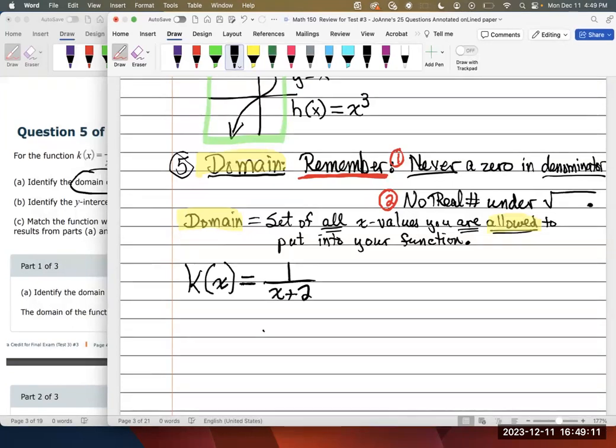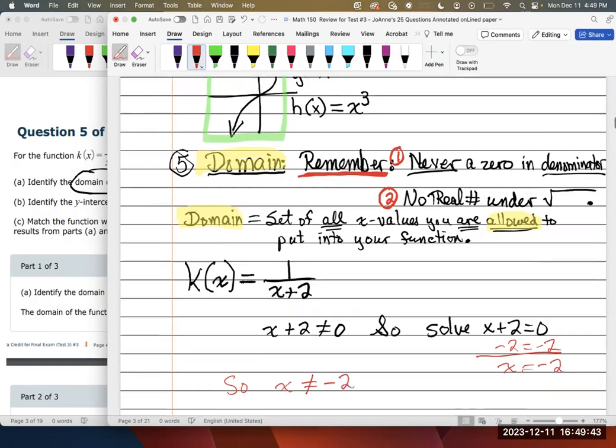Now, we are not allowed to have a 0 in the denominator, so this can never be 0. So what we do is we solve for when it is equal to 0. This one's pretty easy to see. You're going to subtract 2 from both sides of the equation. You'll recognize you have a problem whenever your x is negative 2. So x is not allowed to be negative 2.